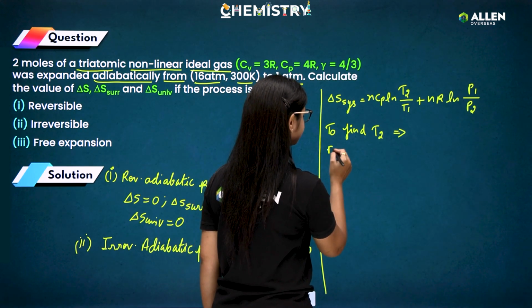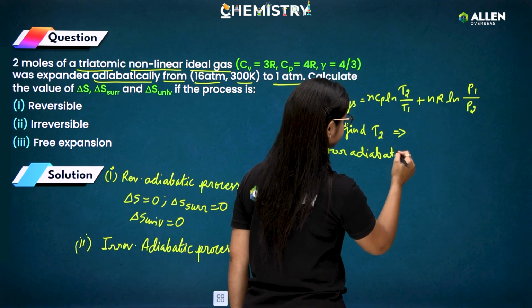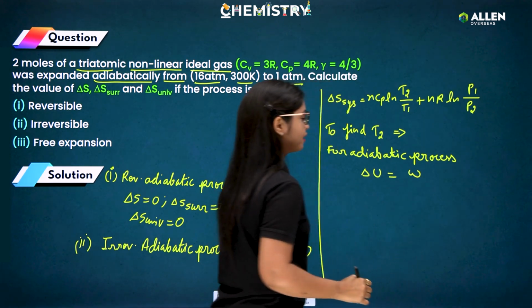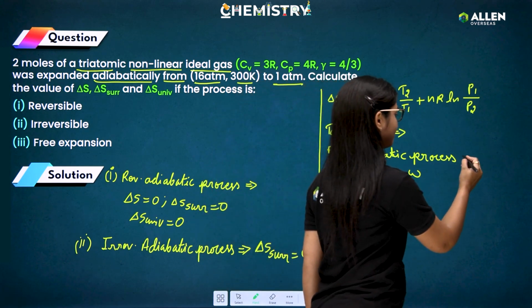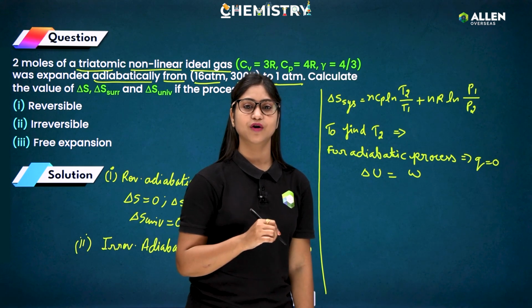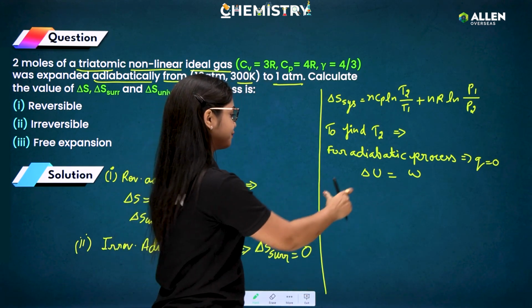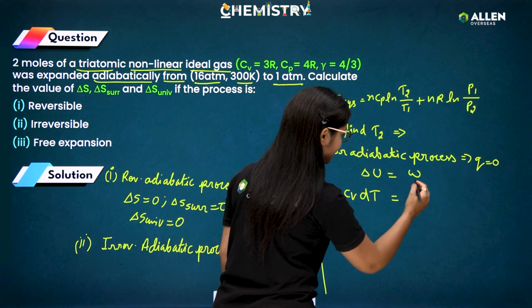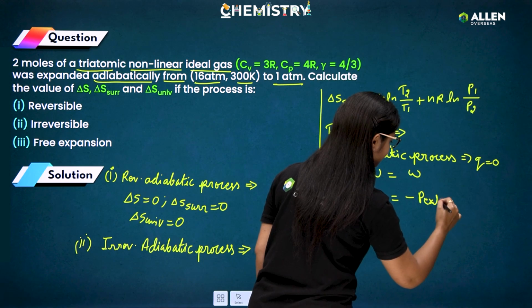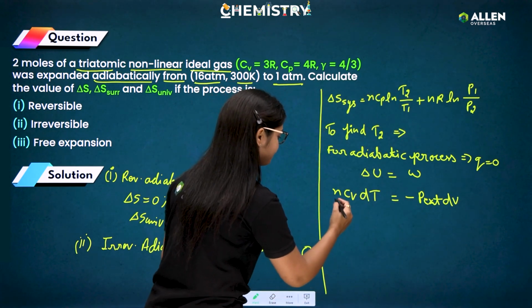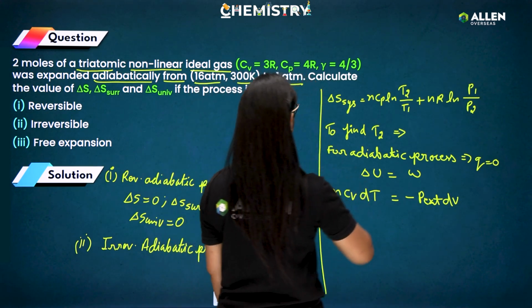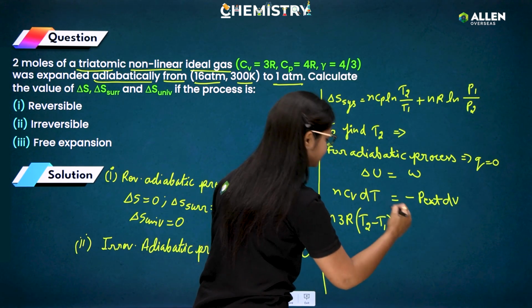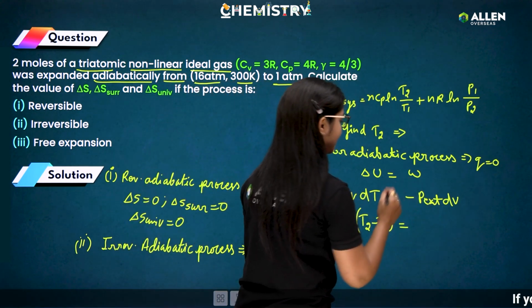We know for an adiabatic process, delta U is equal to W from the first law of thermodynamics, because Q is equal to 0. So we have to put these values here. Delta U is equal to nCV dT, and work done is negative P external dV. CV for this gas is given in the question, that is 3R. So n into 3R, and dT is T2 minus T1, equal to minus P external dV.